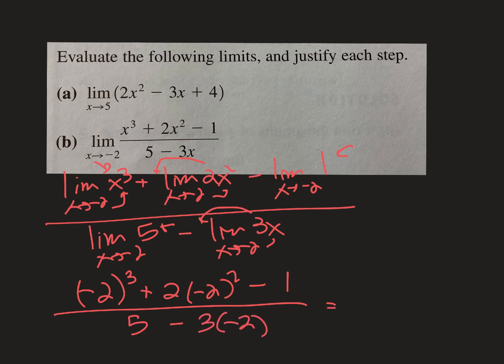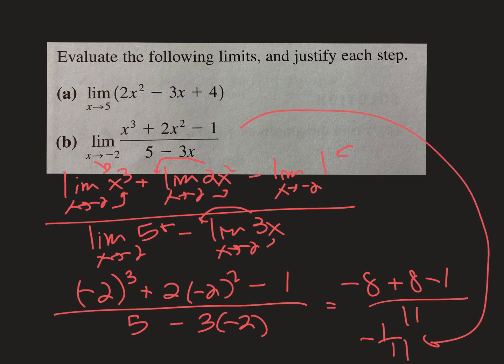So if I work out the numerator, that'd be -8 plus 8 minus 1. If I work out the denominator, it's 5 plus 6, that's 11. So it looks like it's going to be -1/11 right there. So the limit of that whole thing is -1/11 because of the properties that we just learned. It's a lot of stuff.